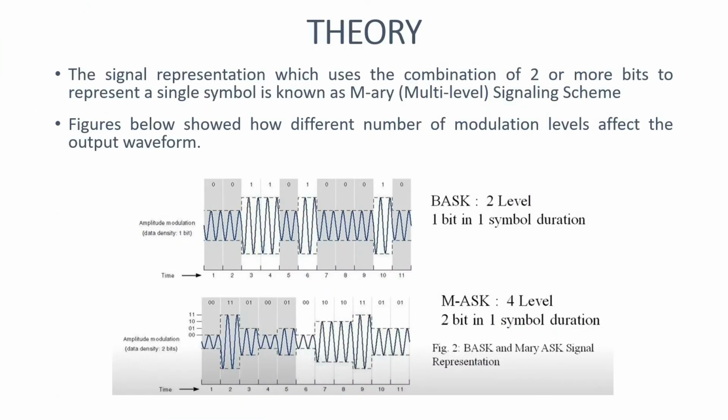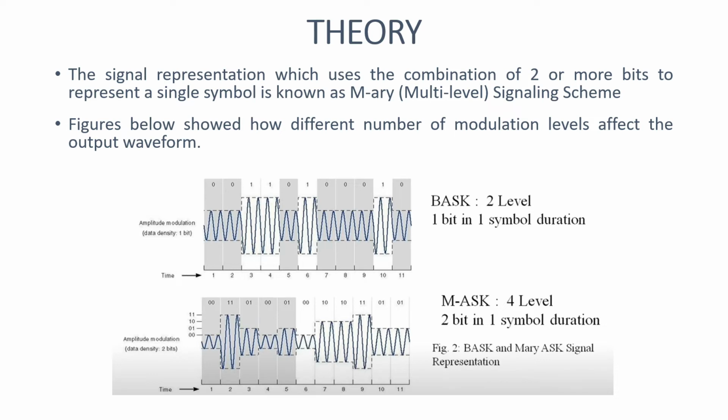Continuing with the theory, the signal representation which uses a combination of 2 or more bits to represent a single symbol is known as an M-ary, or multi-level, signaling scheme. Multi-level can be considered to start from 4 levels, then 8, 16, and so on. The figures below show how different numbers of modulation levels affect the output waveform.